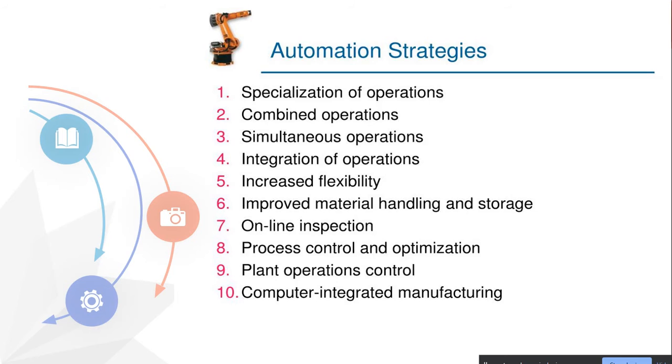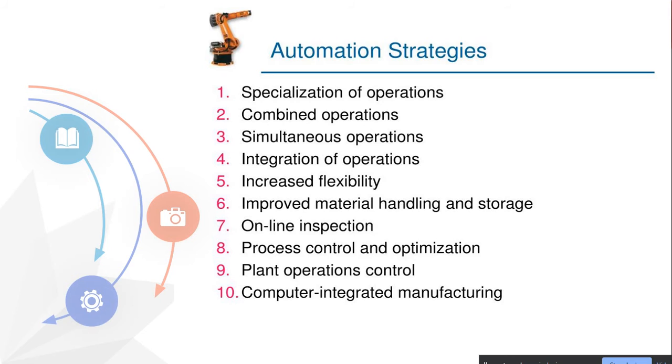If the machine is specialized or you require a specialized operation, you go for automation. Combined operations, best example we discussed, cutting and preventing the delamination, or I mean breaking, of the threads. Okay, it happens in one single go. It is a combined operation.